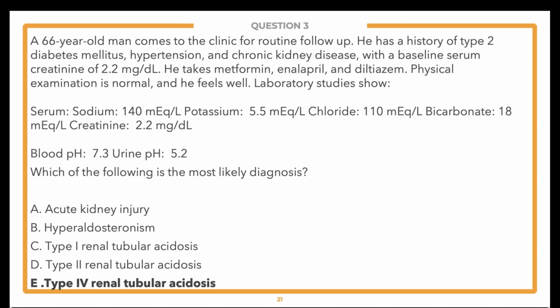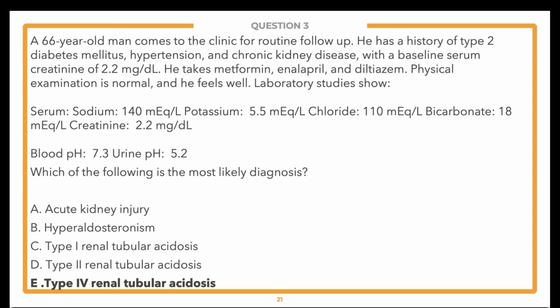Type 2 RTA, that's because you have impaired bicarb reabsorption in the PCT, and you will have hypokalemia, and that's usually seen in childhood. Okay, type 1 RTA, that's also characterized by hypokalemia, and that happens when you have ineffective hydrogen and potassium transport in the renal collecting tubules, and that leads to metabolic acidosis with low serum potassium. Hyperaldosteronism, that's going to lead to metabolic alkalosis, not acidosis. And once again, you'll also have hypokalemia in that case.